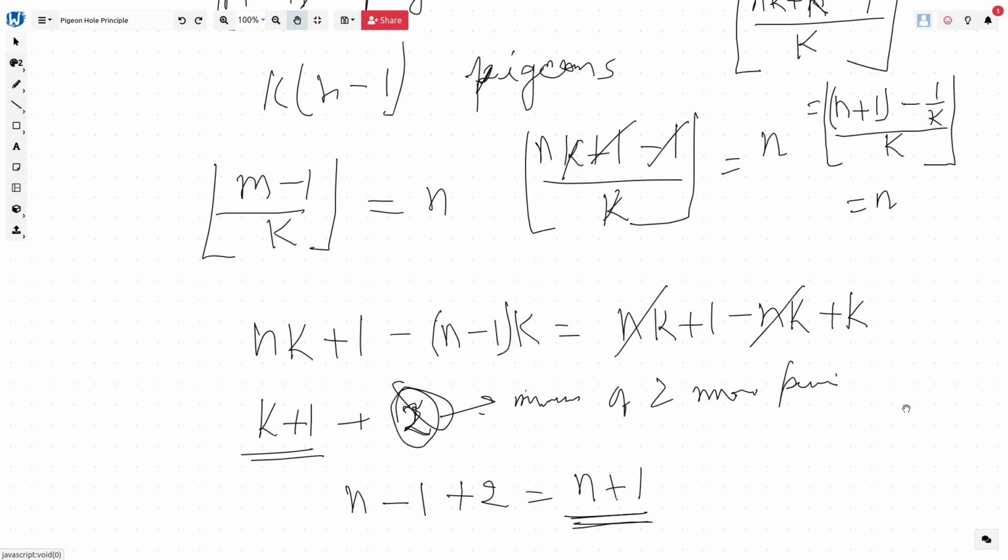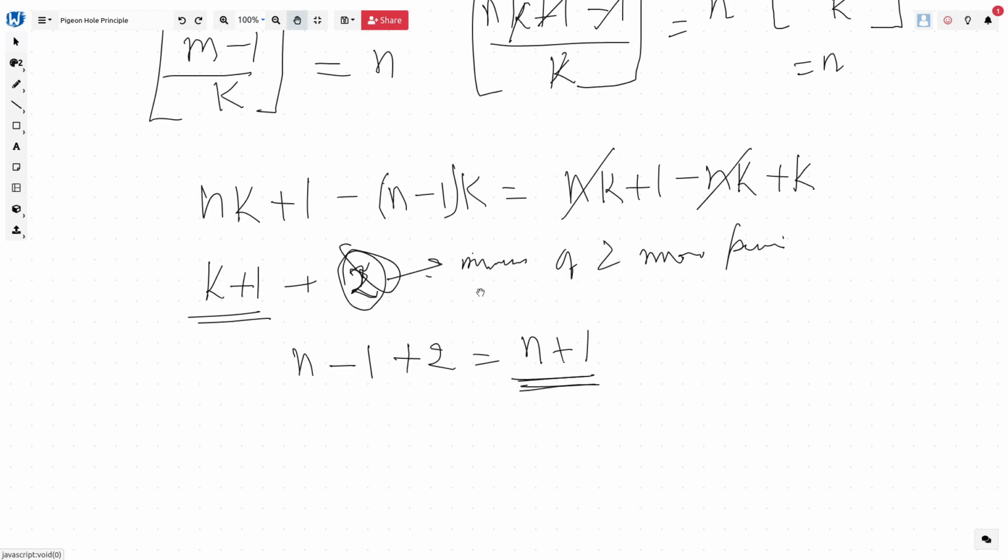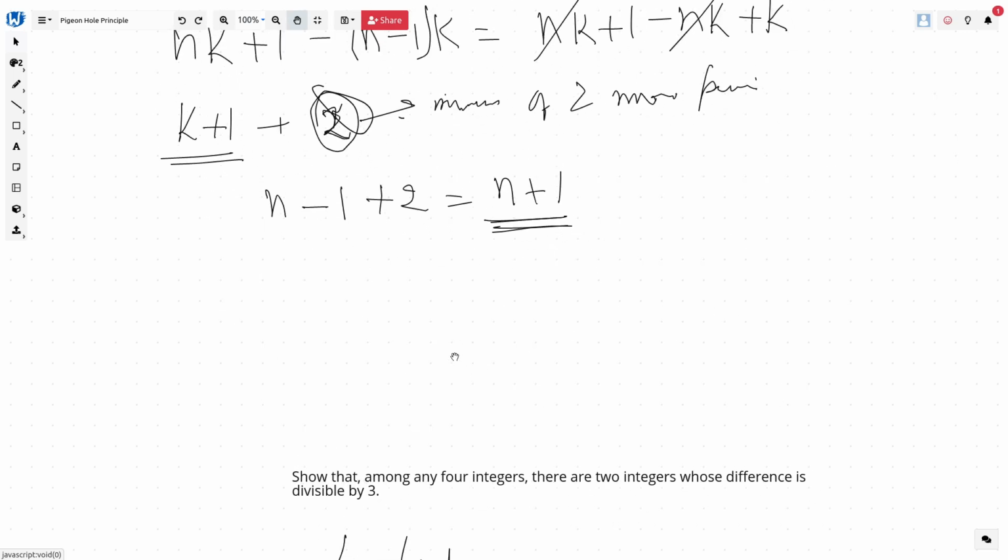So we have at least 2 more pigeons to be put, and we have already put n minus 1 pigeons. So at least 2 more pigeons will go into at least one hole. So we will have n plus 1 pigeons in a particular hole, which says that it should be more than this. So we have already got that at least in one of the holes we will have to put n plus 1 pigeons, right?